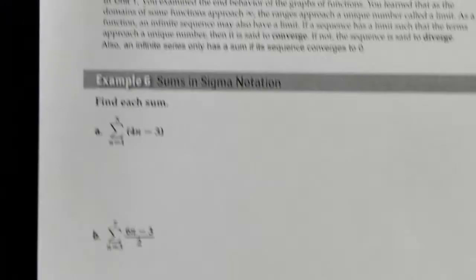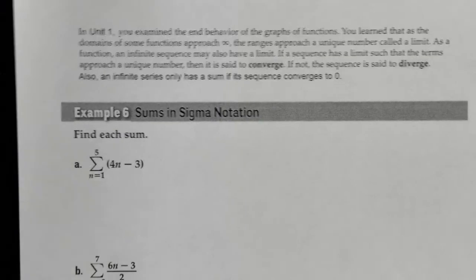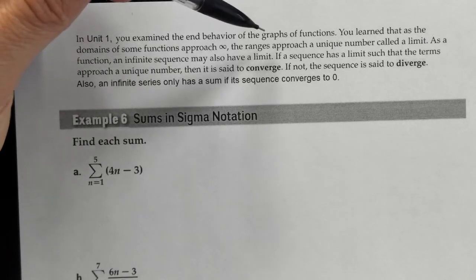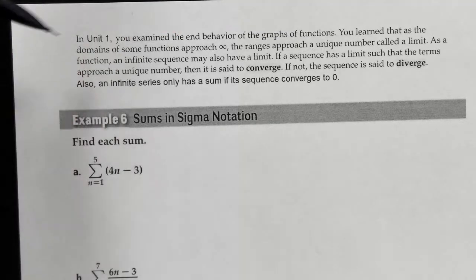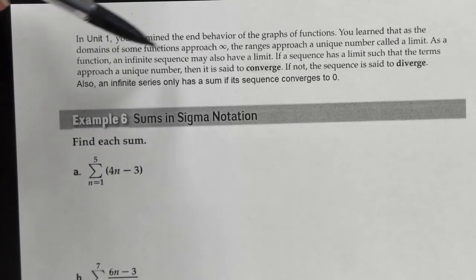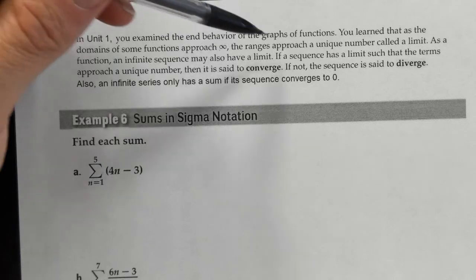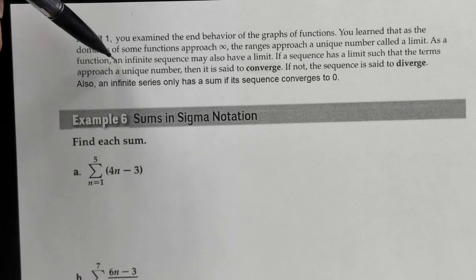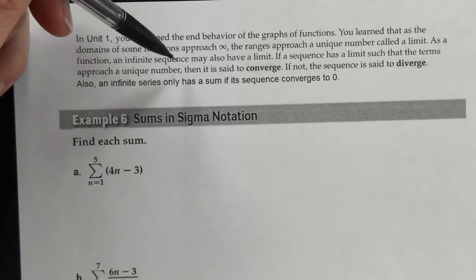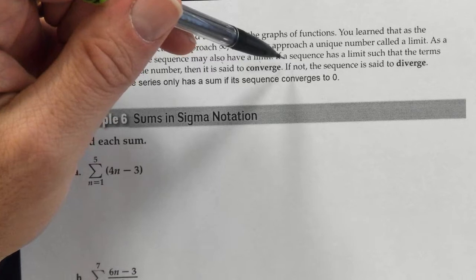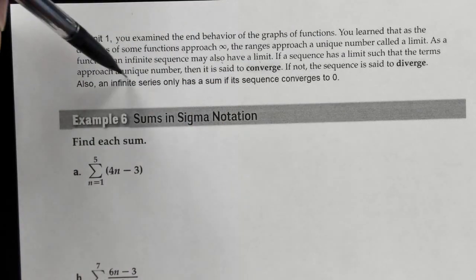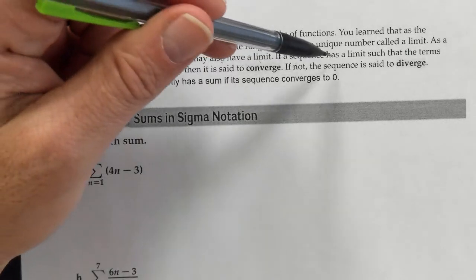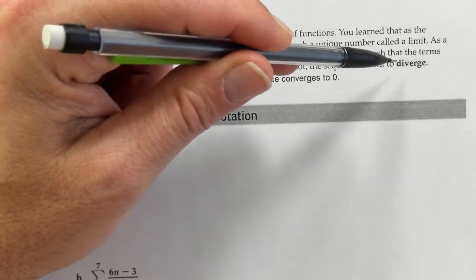All right, now here are some other things to discuss. We have examined the end behavior of functions before, and we've learned that at times when the functions approach infinity, the ranges approach a unique number called a limit. An infinite sequence may also have a limit. If the sequence has a limit such that the terms approach a unique number, then that number is said to converge. If not, the sequence is said to diverge.